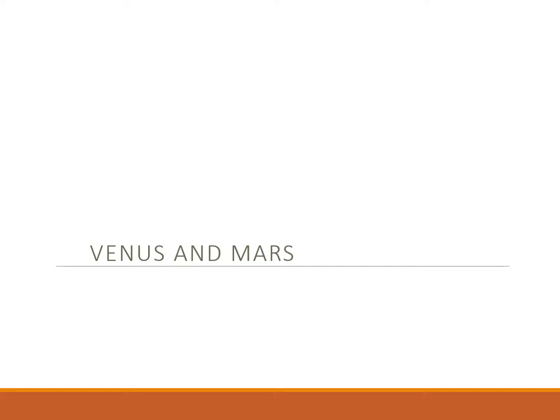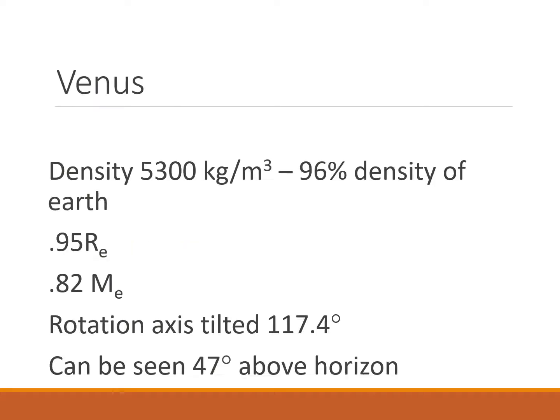Okay, so let's go ahead and look at Venus and Mars. Venus has a density of about 5,300 kilograms per meter cubed. That's about 96% the density of the Earth, so it's slightly less. The Earth is, remember, around 5,500. It's about 95% the size of the Earth and 82% its mass.